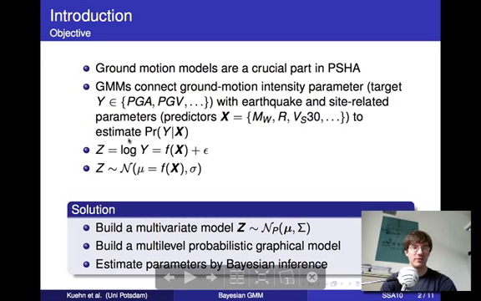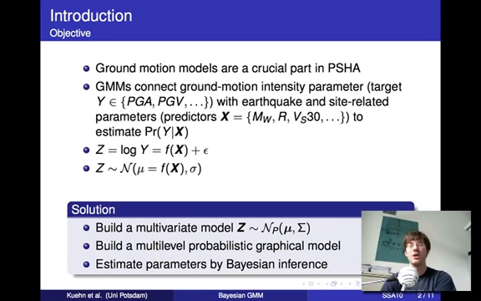And for the first one, we're just going to extend the simple univariate model to a multivariate model, where we now assume we have a vector of ground motion intensity parameters which are distributed according to a multivariate normal distribution with a vector of means which are functions of the predictor variables and the covariance matrix sigma.